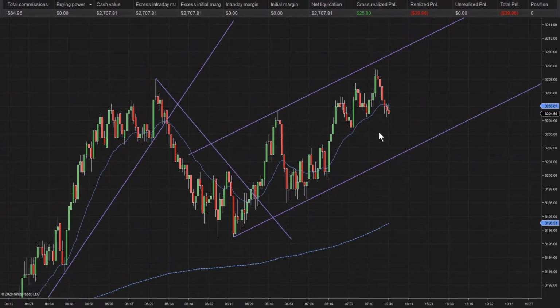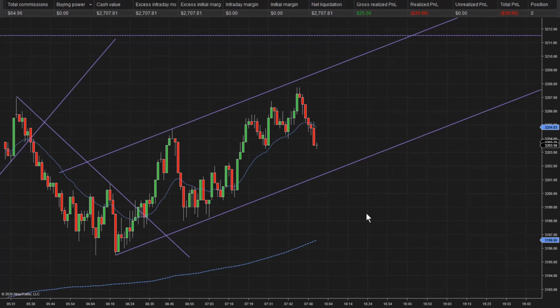You can see it's using the EMA as a type of support, now breaking down through it. The EMA is aligned with the middle of the channel here. So if it does break down, we're expecting it to hit the bottom of this channel, since it broke the middle of it.